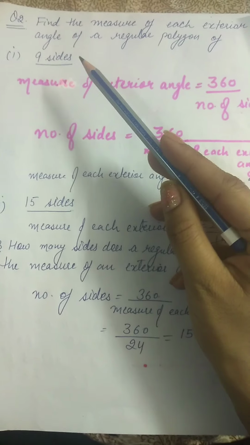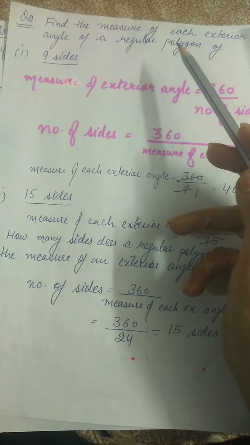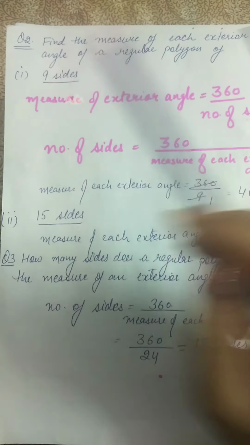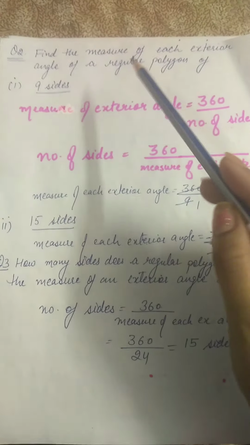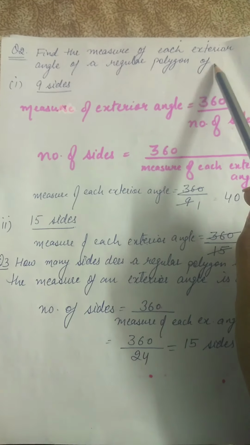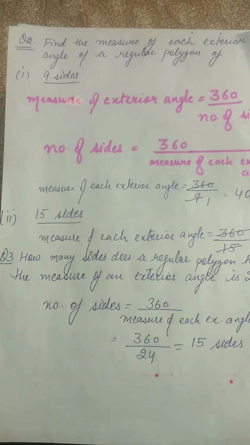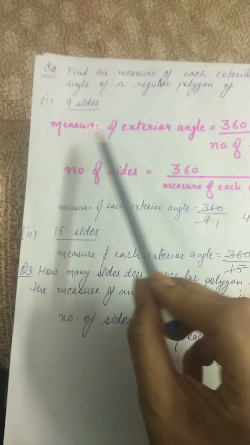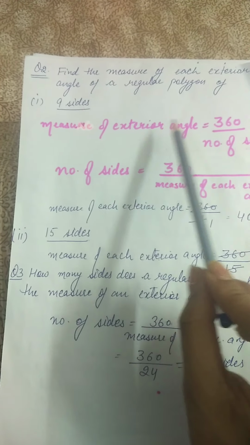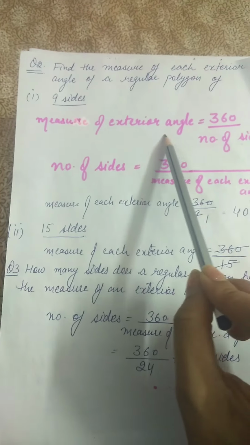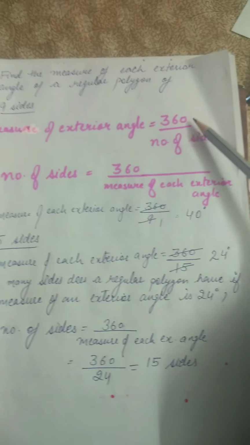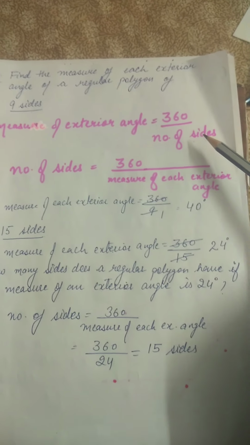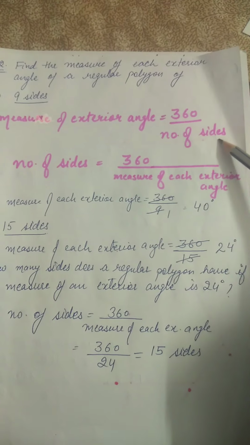Now question number 2. Find the measure of each exterior angle of a regular polygon of side 9. Now you want to find the exterior angle of a regular polygon. You have two formulas. First, whenever you want to find the measure of an exterior angle, it is equal to 360 divided by the number of sides. Number of sides means n. Do you remember? n means the number of sides of a regular polygon.